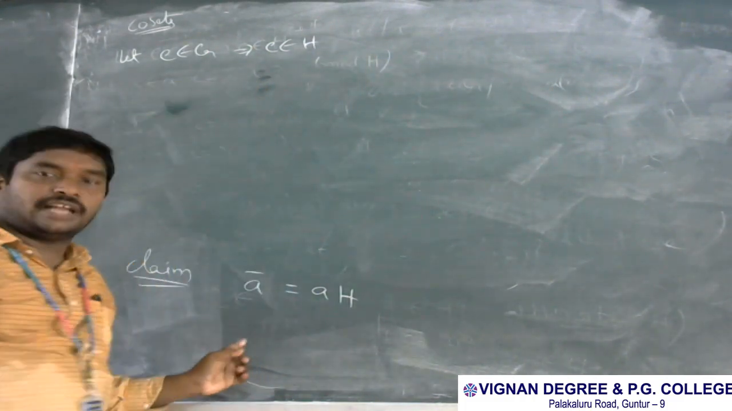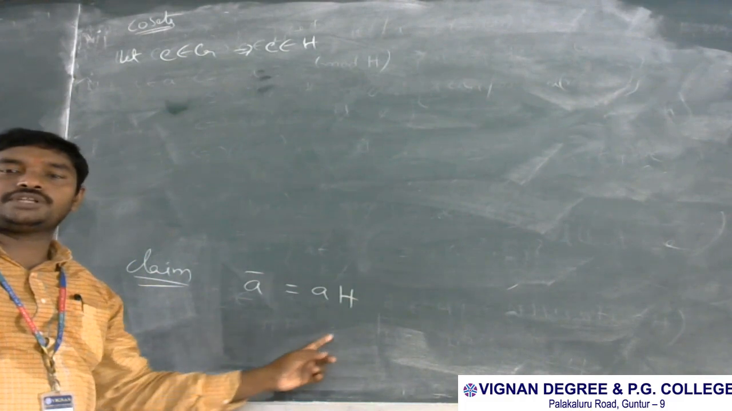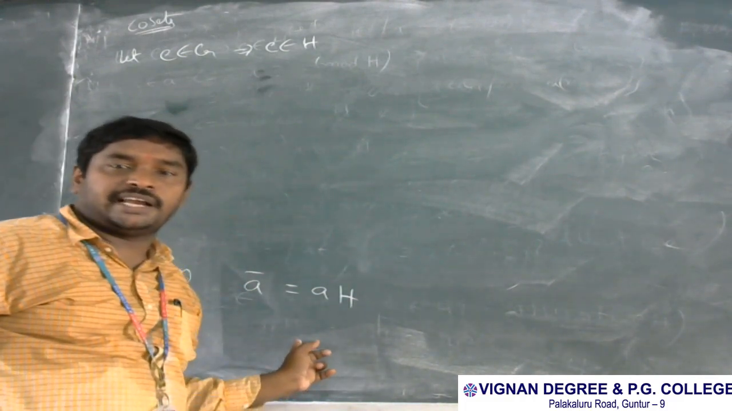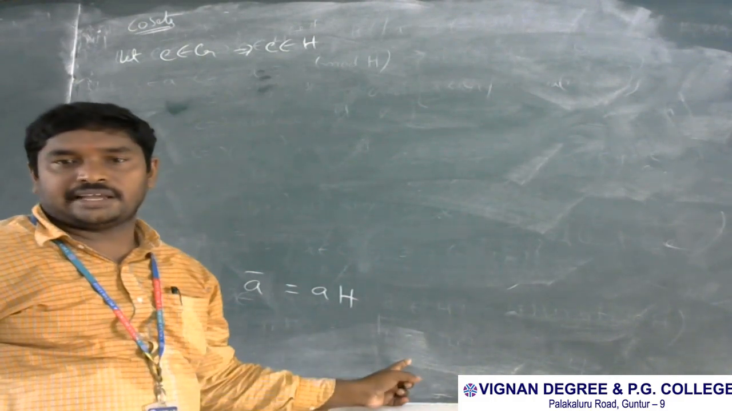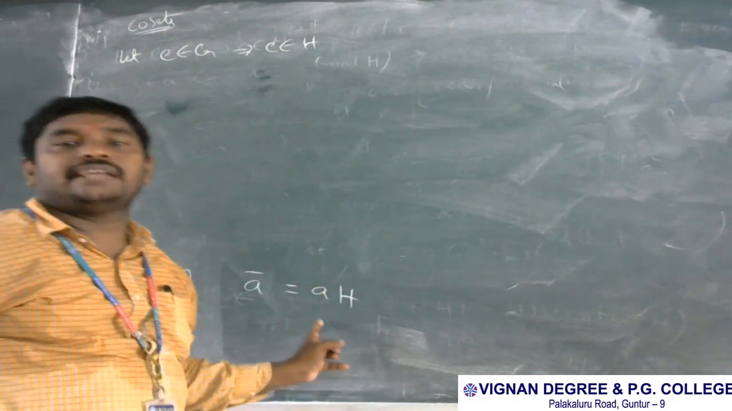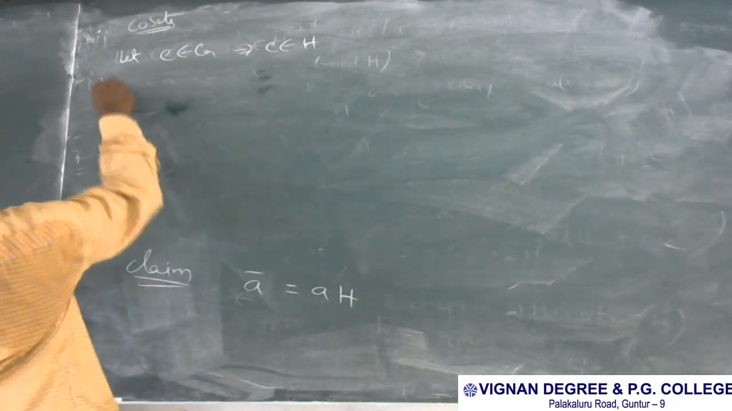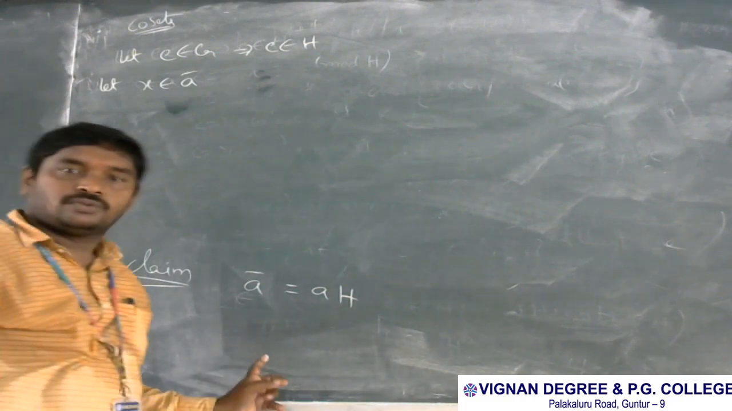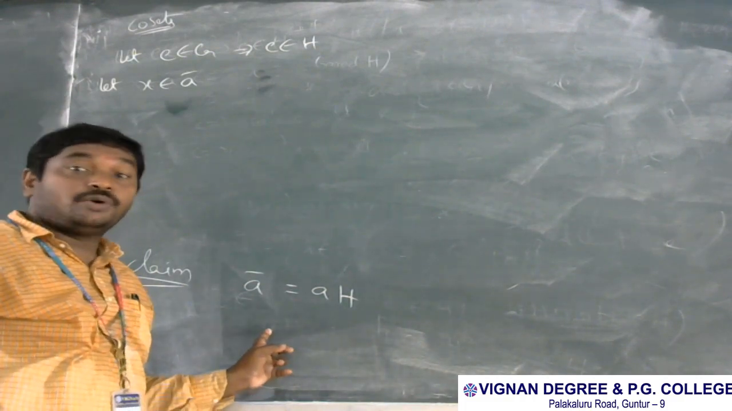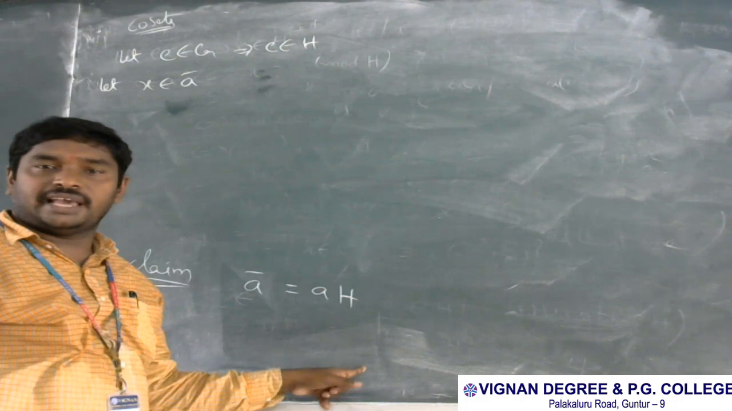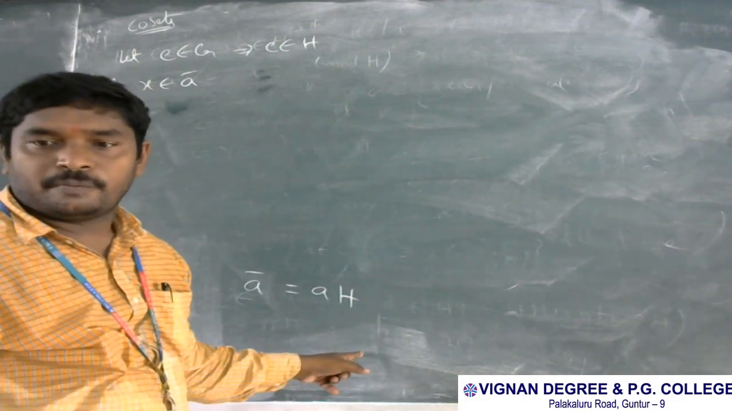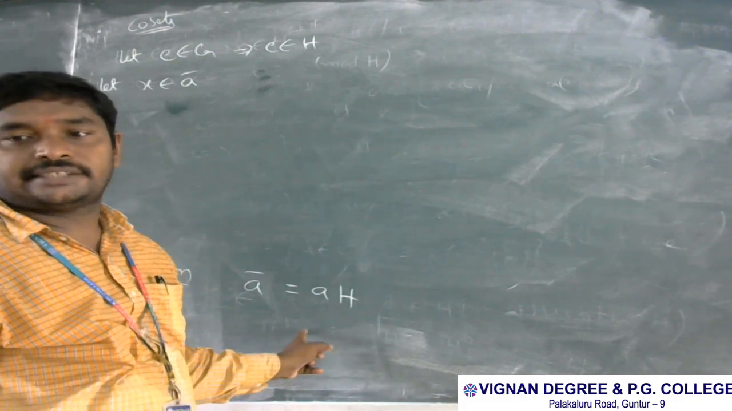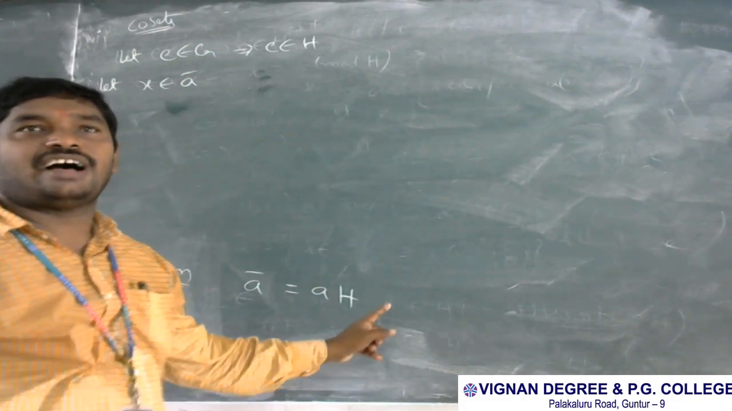Okay. Now what is our claim? A bar is equal to aH. So we have to take an element on the left side, in A bar, and prove that it is in the RHS. So take an element in LHS, let small x belong to A bar. Now you have to prove that x is contained in aH, the right side also. Okay, friends? Take LHS and prove RHS.